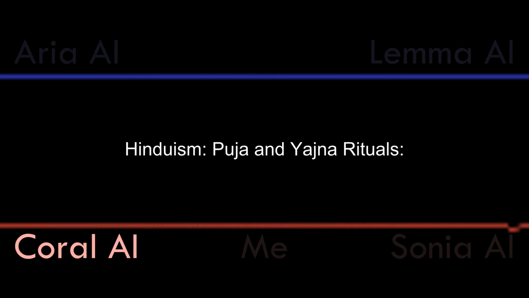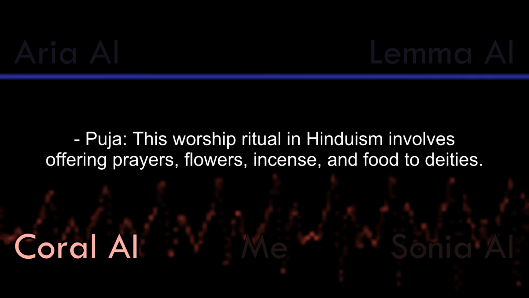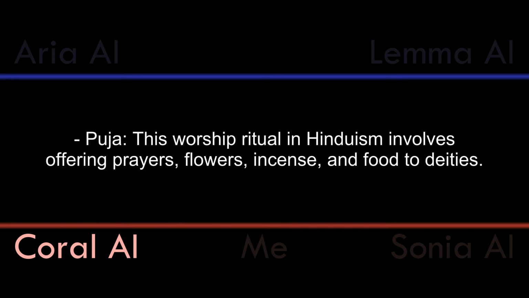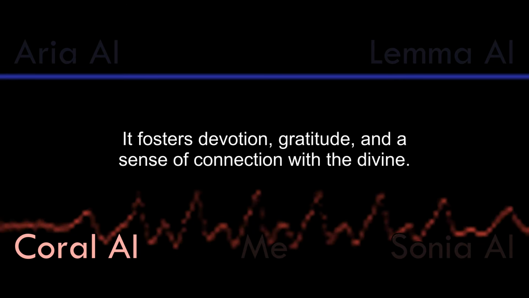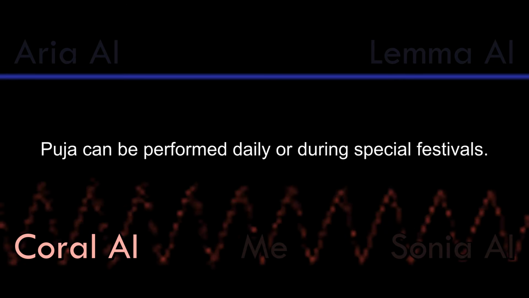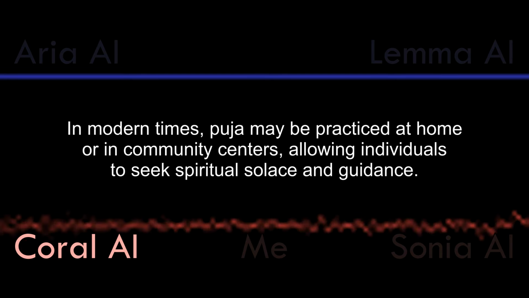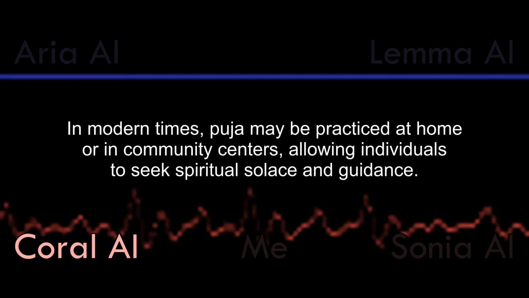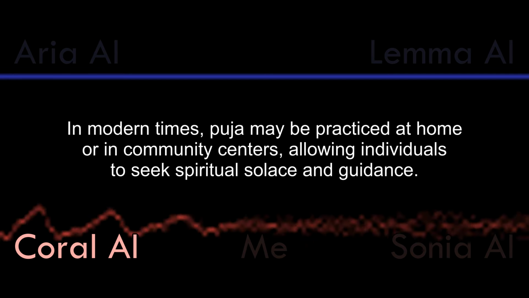Hinduism, puja and yajna rituals. Puja, this worship ritual in Hinduism, involves offering prayers, flowers, incense, and food to deities. It fosters devotion, gratitude, and a sense of connection with the divine. Puja can be performed daily or during special festivals. In modern times, puja may be practiced at home or in community centers, allowing individuals to seek spiritual solace and guidance.